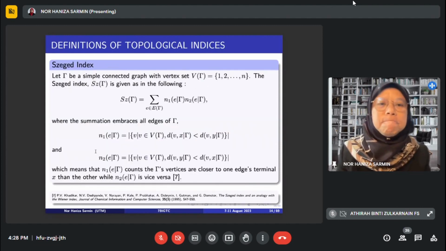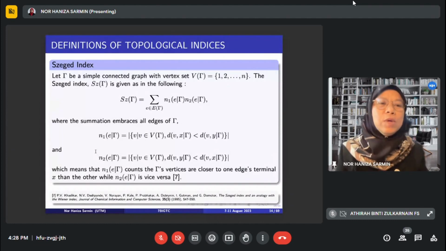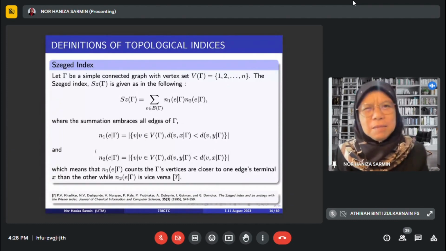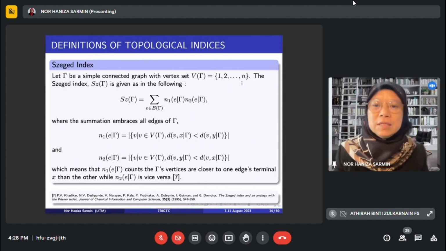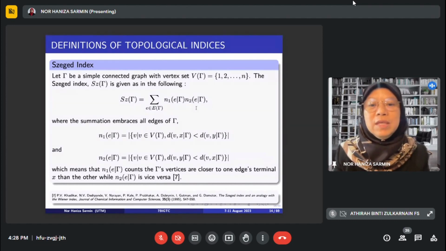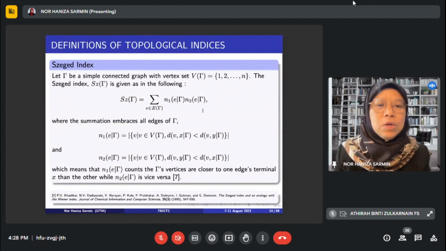The next one is the Szeged index. This is a little bit more complicated than the others. If you have a simple connected graph with vertex set 1 through n, then the Szeged index is given as the sum of the product of n1 and n2. So what does it mean? This is what we call the summation embracing all edges.